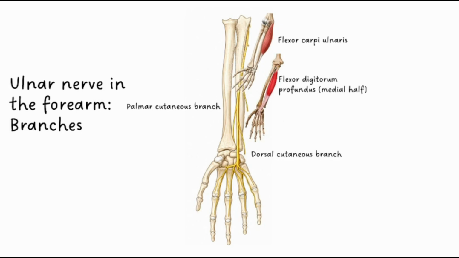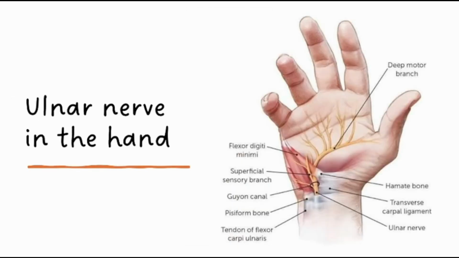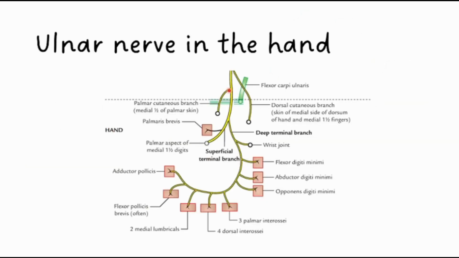The ulnar nerve is the principal nerve of the hand. So let's look at the course of the ulnar nerve in the hand in detail. The palmar cutaneous branch enters the palm superficial to the flexor retinaculum and provides sensory innervation over the medial half of the skin on the palm.